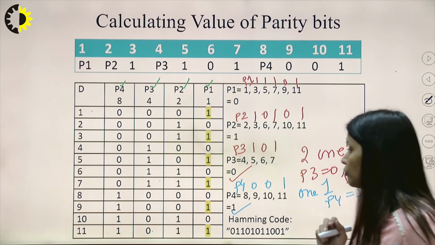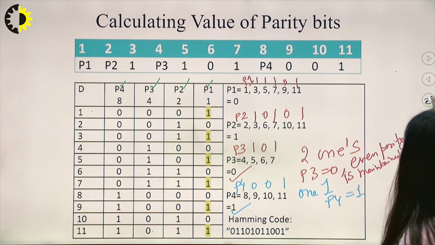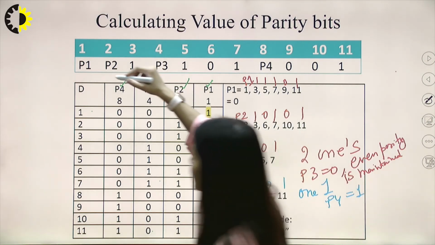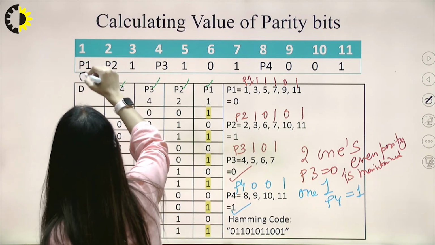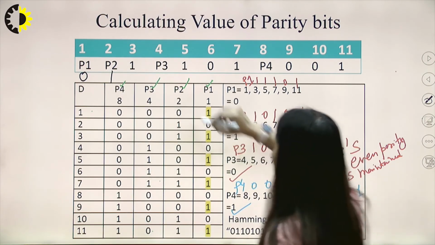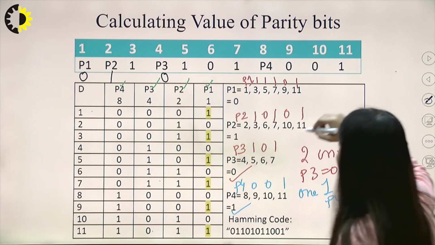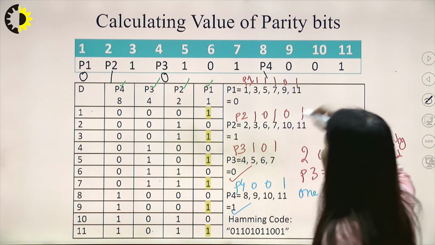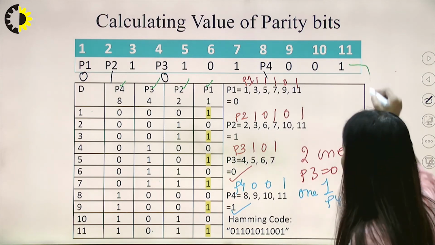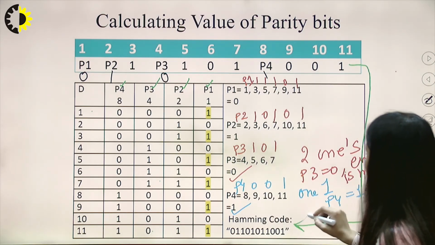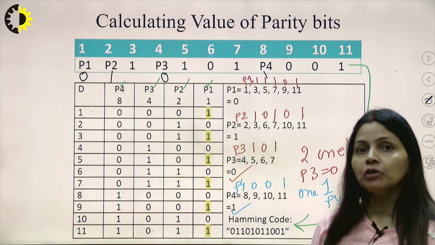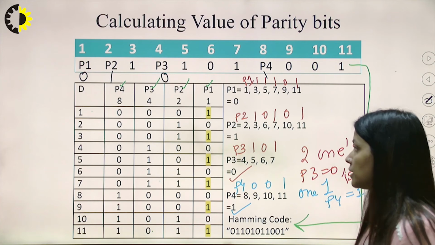Now filling up the blanks for all the calculated parities. So I will take P1 is equal to 0, P2 is equal to 1, P3 is equal to 0, and P4 is equal to 1, and now I can write my final code. So this work we are doing at the transmitter part, right?